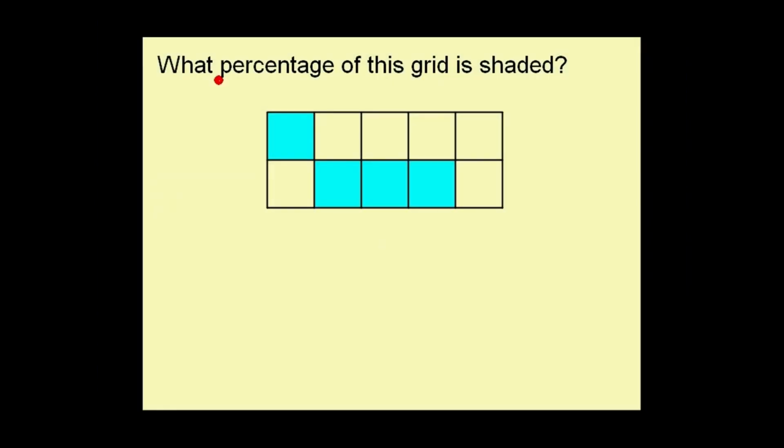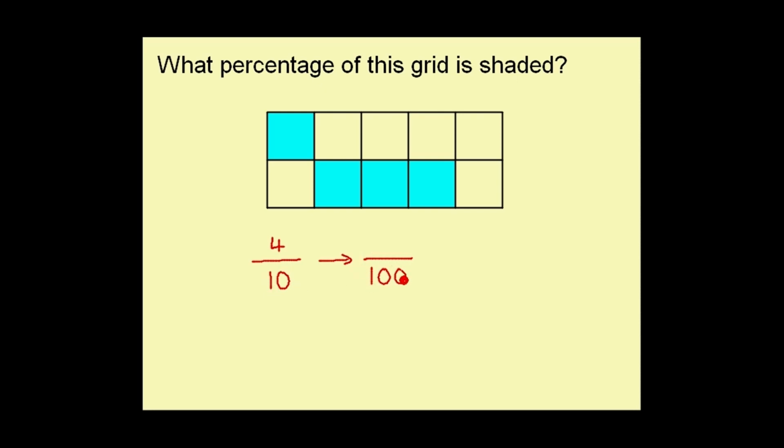Now in this question, I'm asked again what percentage of the grid is shaded, but the grid doesn't have 100 squares in it this time, so how do I deal with it? Well, I can see that I've got 4 squares shaded per 10 squares because there's 10 squares altogether. Now to turn this into a percentage, the number on the bottom needs to be 100.